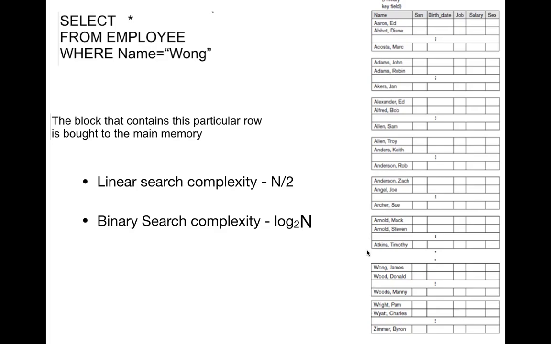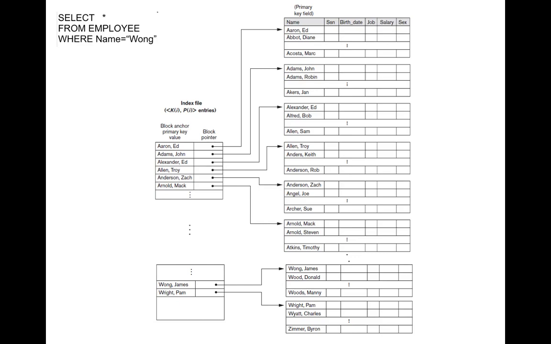Now let's see how indexing can speed up the retrieval. The whole use of indexing is to speed up the retrieval. Let's see how we can implement an indexing mechanism. The particular mechanism we'll be discussing in this slide or figure is primary indexing. So let's see how primary indexing is implemented.